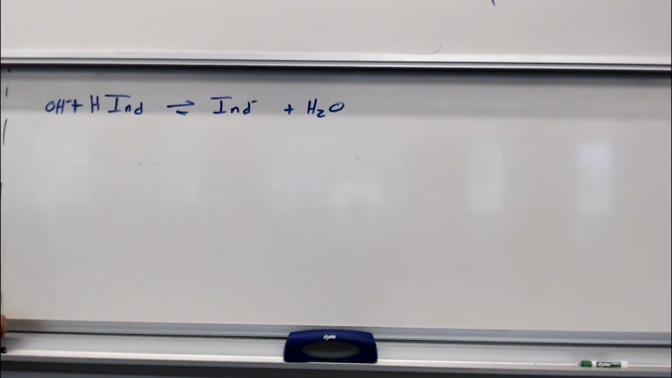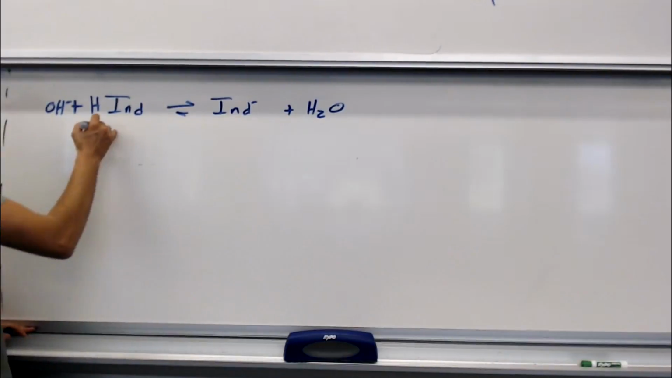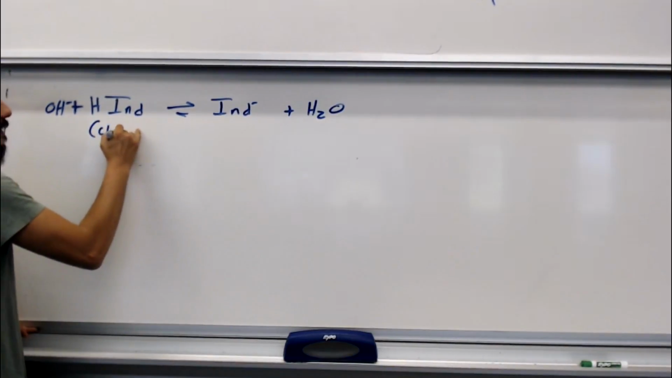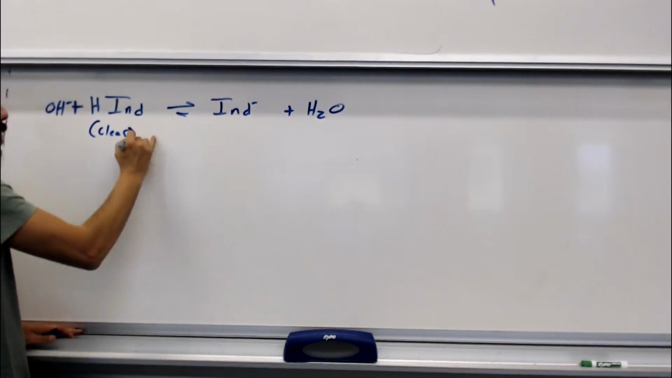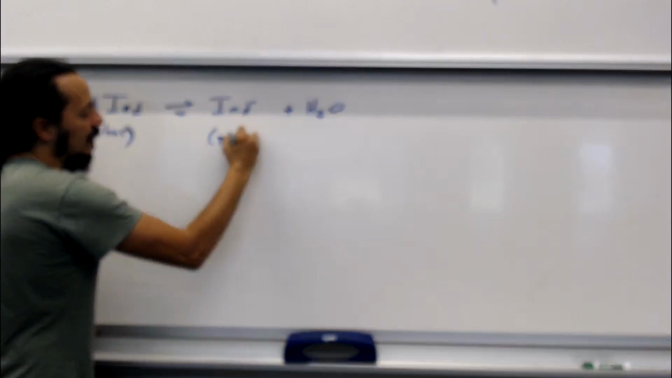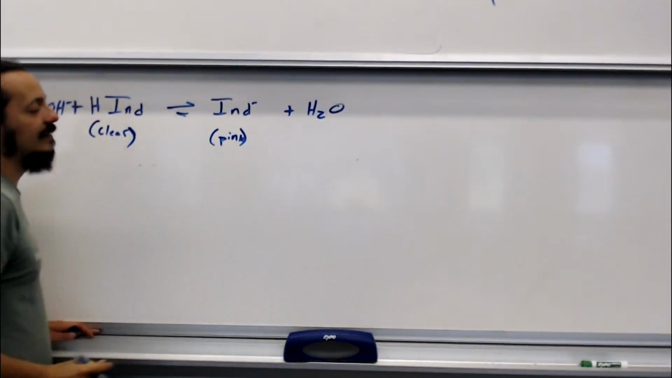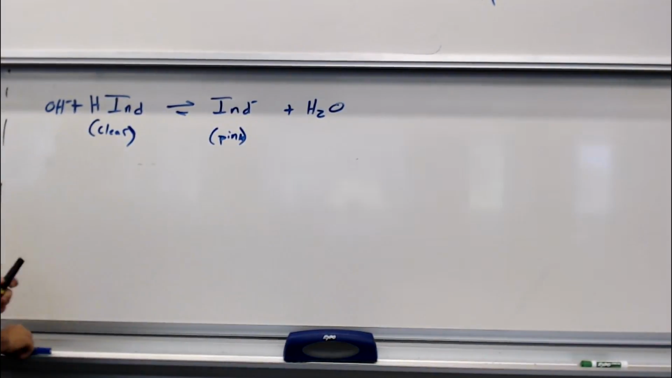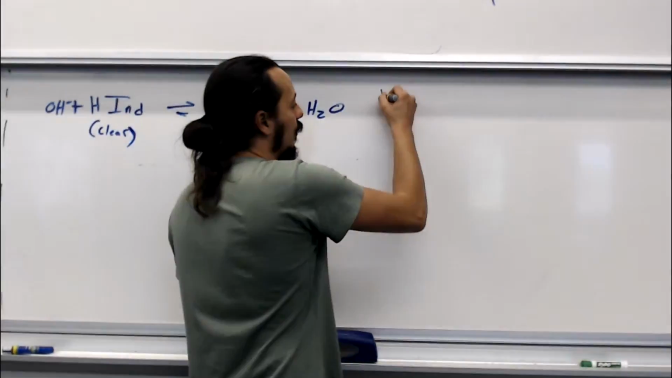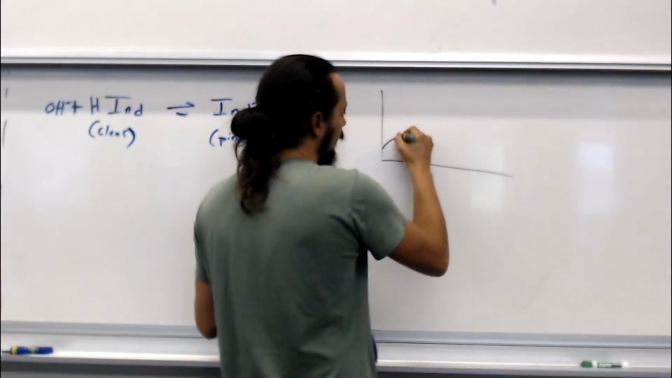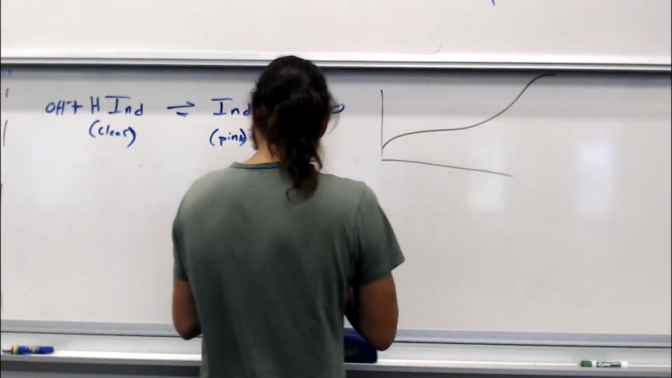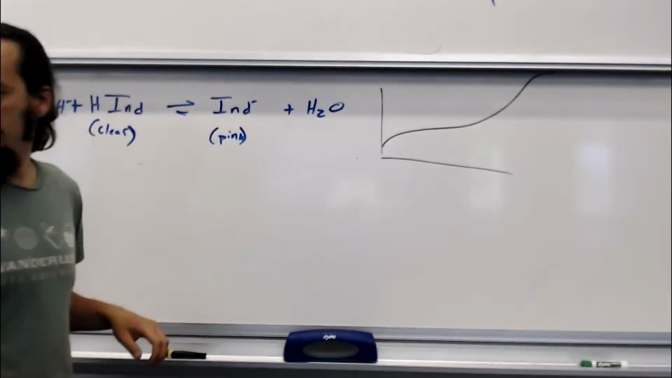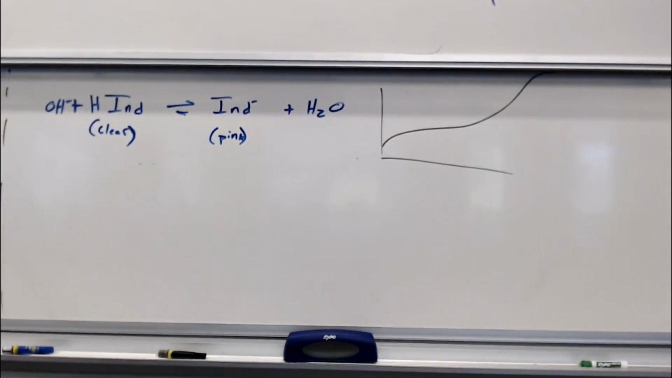The indicator that we're most familiar with is going to be phenolphthalein, which is clear in its protonated form, and it's pink in its deprotonated form, right? So when we look at this, we can actually draw a titration curve for our indicator, and we can make note. I'm going to do it in red because I don't have a pink pen.